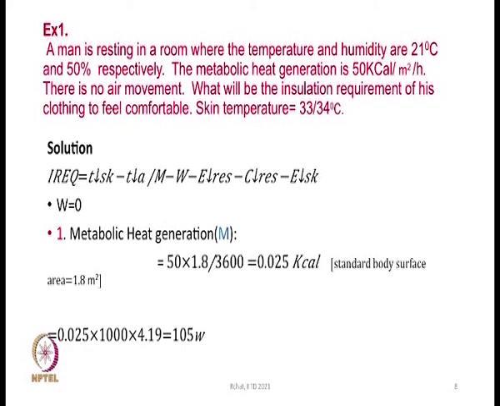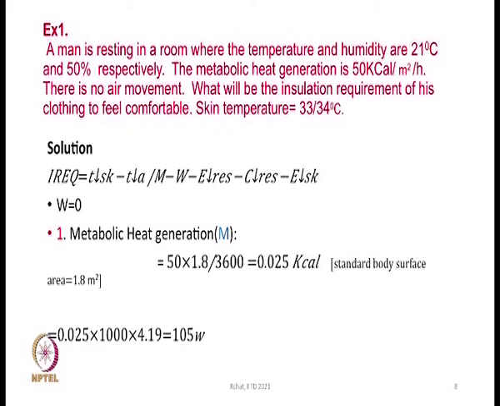For the whole body, 1.5 to 1.8 divided by 3600. Now, this has to be converted into watt. So, kilocalorie multiplied by 1000 is calorie, that multiplied by 4.19, a constant you can find from a standard textbook. If we multiply calorie with 4.19, we get joules per second. The joule per second is the watt. So, that will be 105 watt of heat that will be generated.